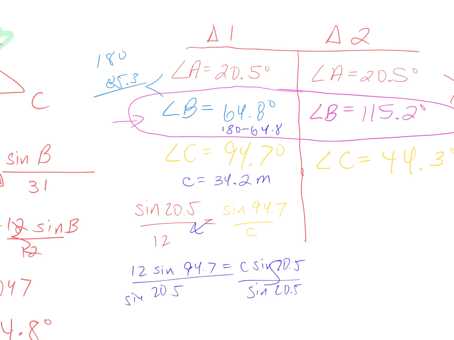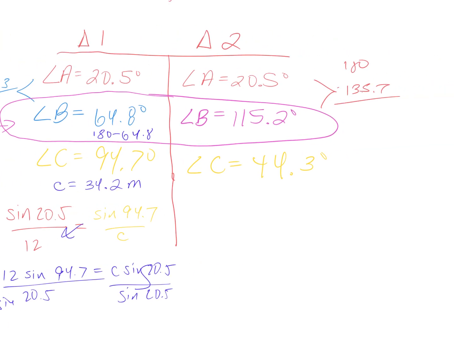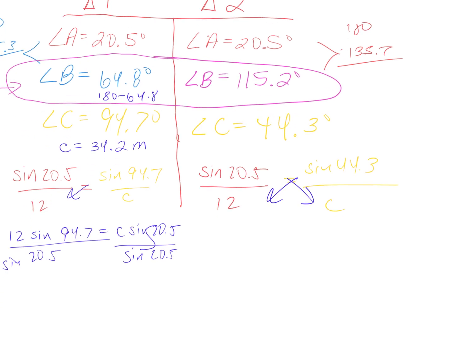Yes? How did you know to use angle C from the first triangle? Because we're looking at the first triangle. Now I'm going to come over here and use the exact same proportion because that was given to me, right? The given is going to be in both triangles. So I have sine of 20.5 over 12. Now I'm going to find the measurement of C in the second triangle. So I'm going to say sine of 44.3 over C. Now we're going to find little c on the other side. Same thing, we're going to cross multiply. So you have 12 times the sine of 44.3 equals C times the sine of 20.5.